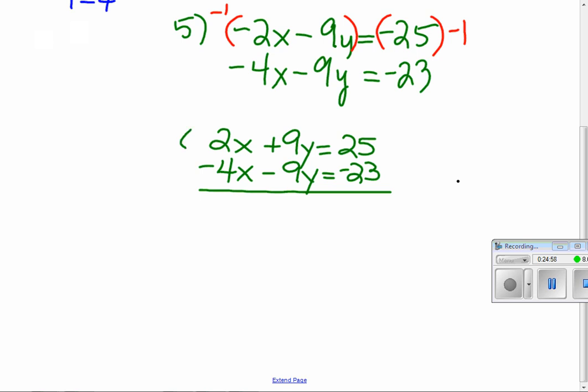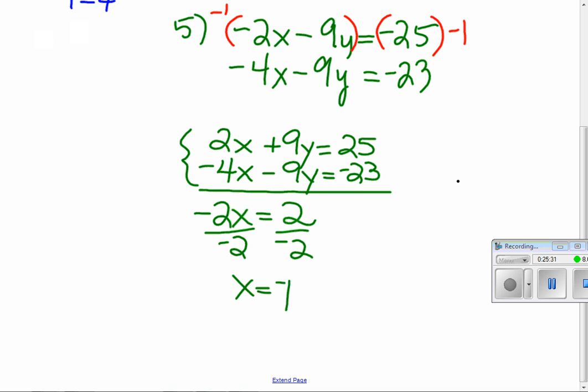Now what happens when I add these guys? What do I get? 2 take away 4. Negative 2x, that's right. What happens to these guys? They go away. They're 0. And 25 minus 23 is? 2. Now, you divide by negative 2. So what's x equal to? Yeah. Then what else do you have to do? You've got to find the y. So let's find the y.